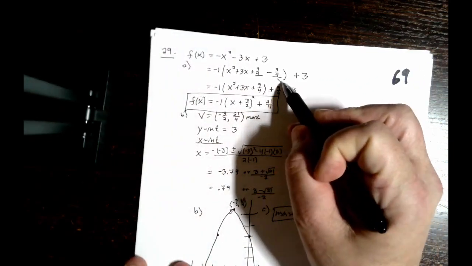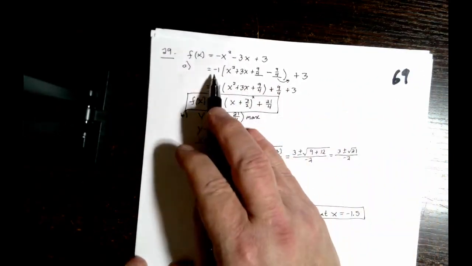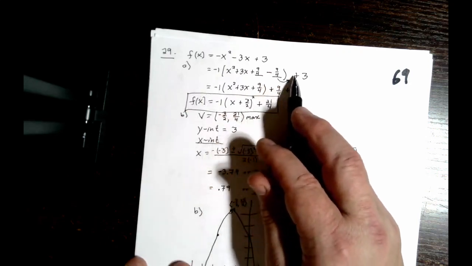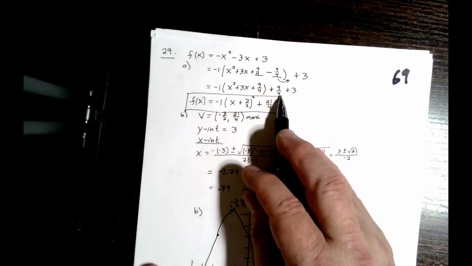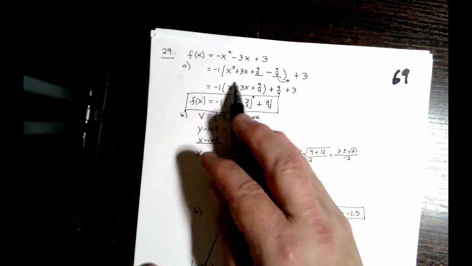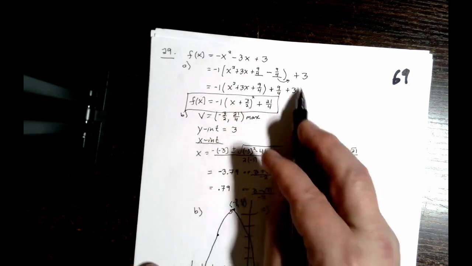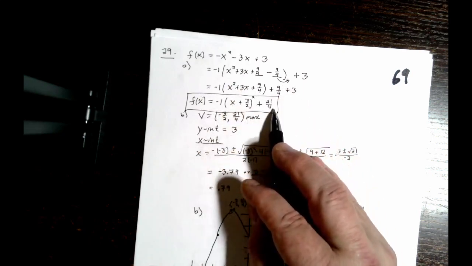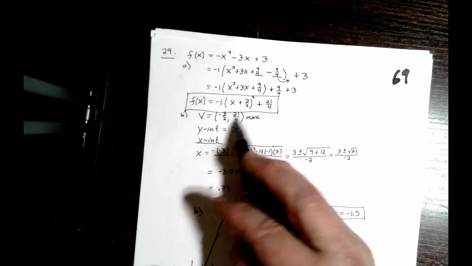And now when you move that guy out there, you got to hit it with that negative. So the negative 9/4 times the negative 1 gives you positive 9/4. And now this part is a perfect square, and this part combines to give you 21/4. So now you know negative 3 over 2, positive 21 over 4.